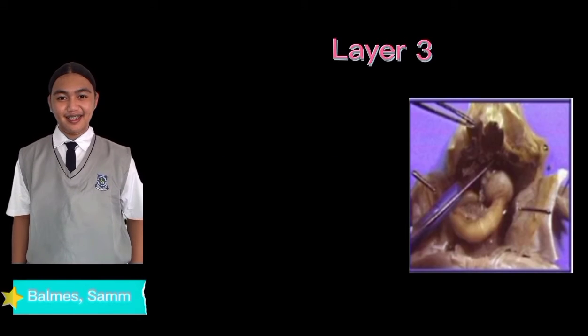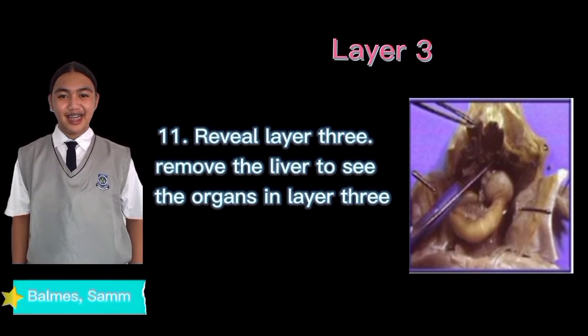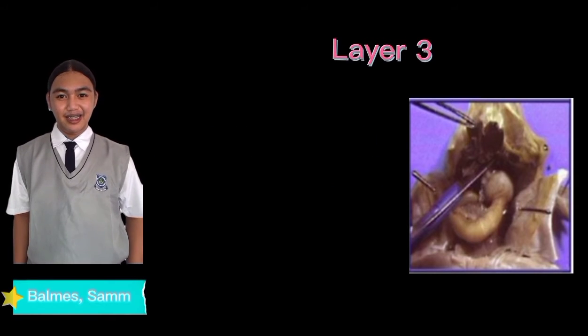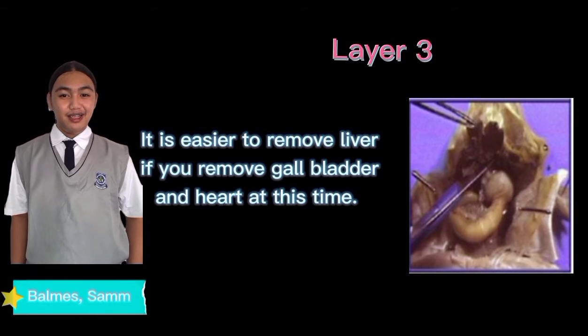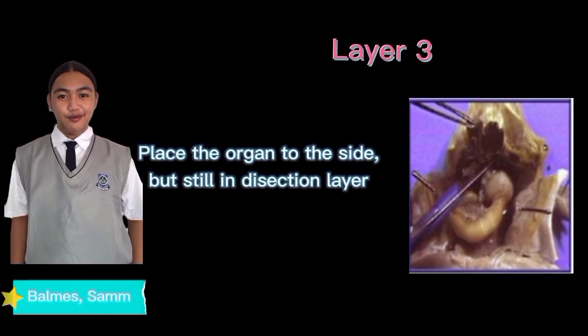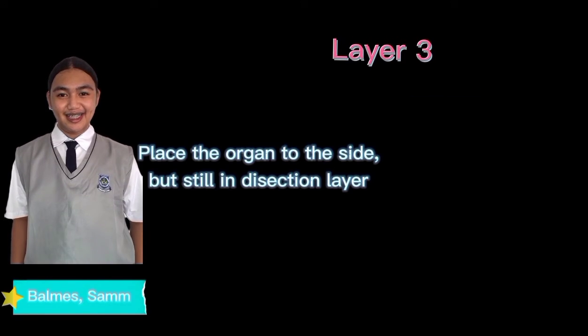Layer 3. Reveal layer 3. Remove the liver to see the organs on layer 3. It is easier to remove the liver if you remove the gallbladder and heart at this time. So, place the organs to the side but still in the dissection tray.